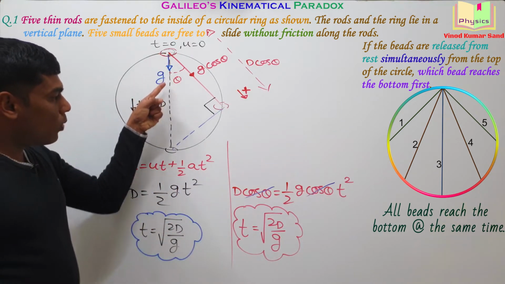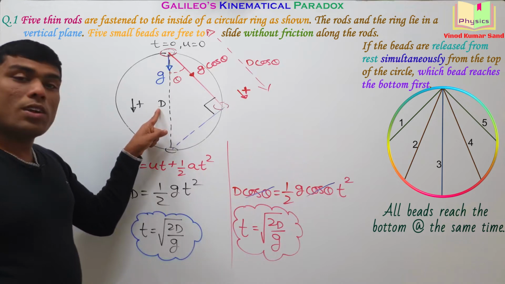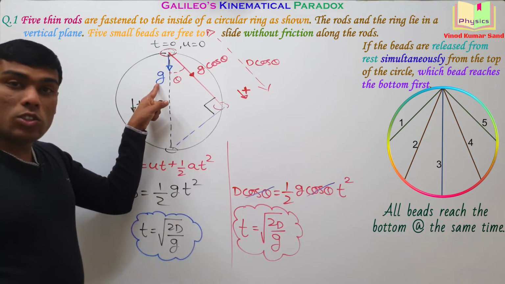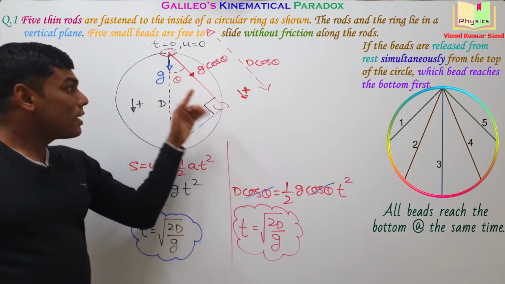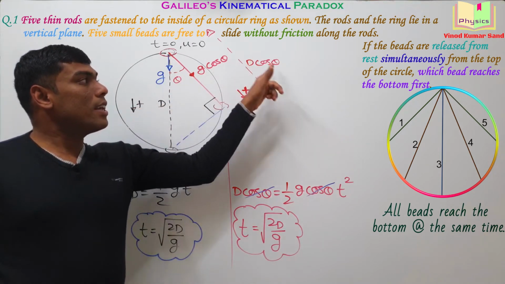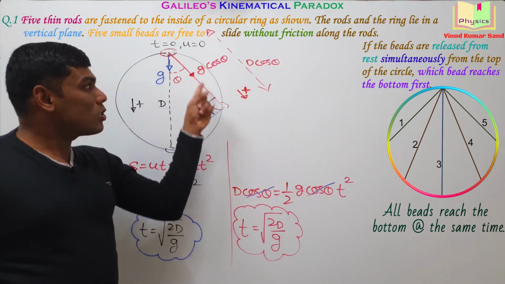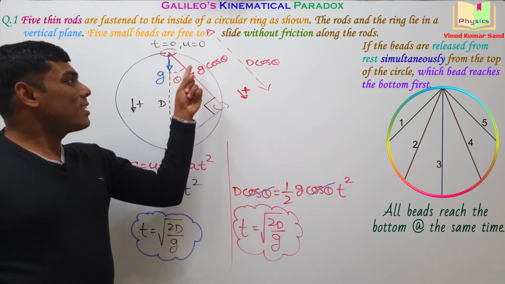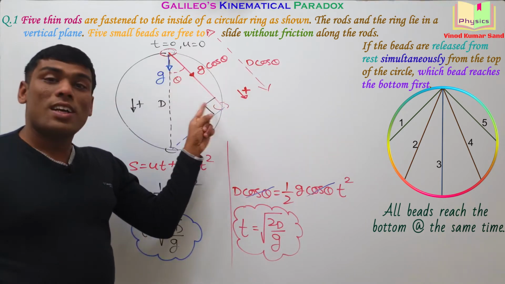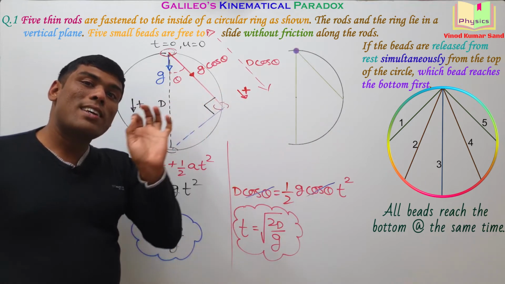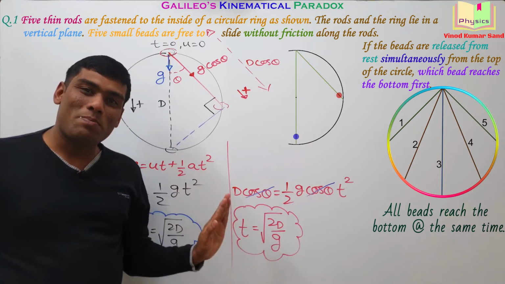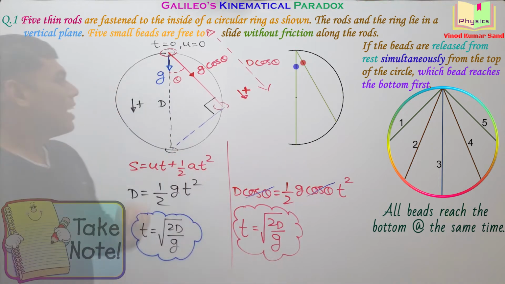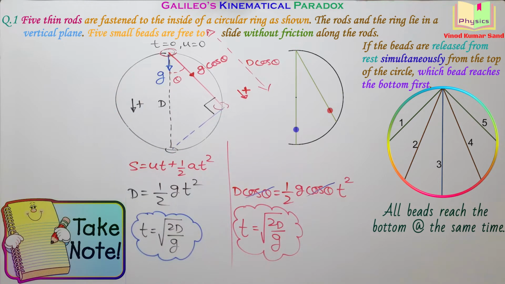If we look at this vertical diameter, the distance traveled is d and the acceleration is g. Comparatively, if we look at the red path, the distance is d cos theta, but the acceleration is also g cos theta. The distance and the acceleration are getting reduced by the same factor. So the time taken will come out to be the same. Getting it? This is an interesting question. If you wish, you may note down all this information.